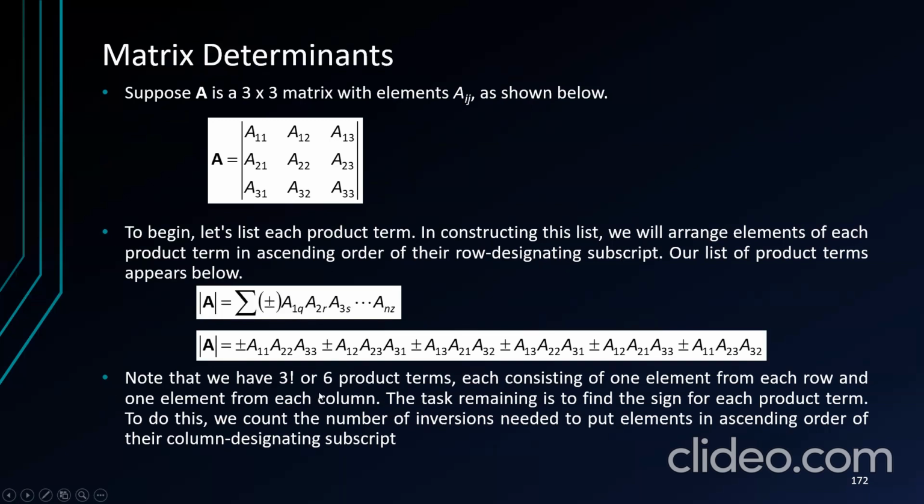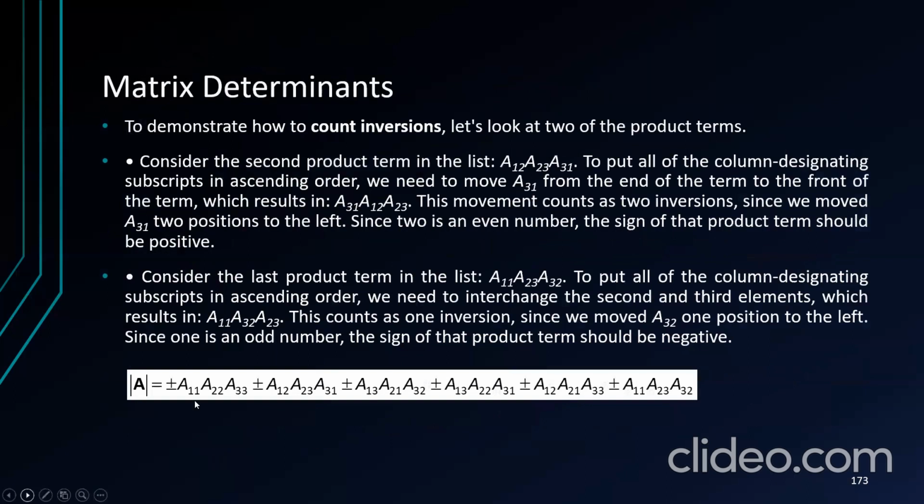Note that we have 3 factorial or 6 product terms. 1, 2, 3, 4, 5, 6. Each consists of one element from each row and one element from each column. The task remaining is to find the sign for each product term. To do this, we count the number of inversions needed to put elements in ascending order of their column designating subscript. To demonstrate how to count inversions, let's look at two of the product terms.